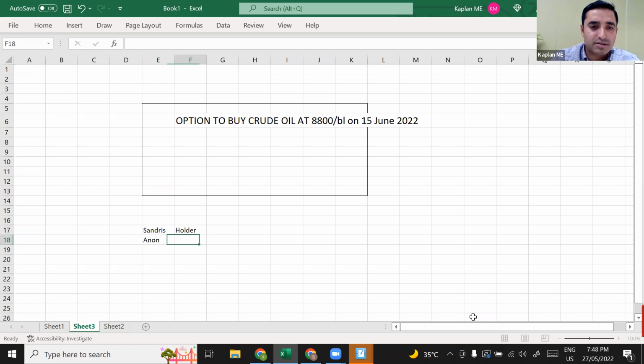So let's say Sanders is the holder. Somebody else, anonymous, is basically the writer. I don't know, it could be Shubhani, or it could be Daniel, it could be me, anyone, someone. Clear? Now, what is the underlying?